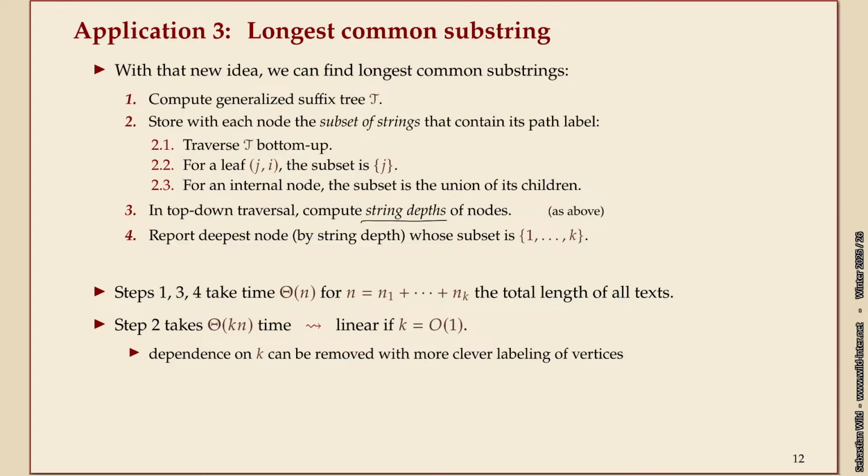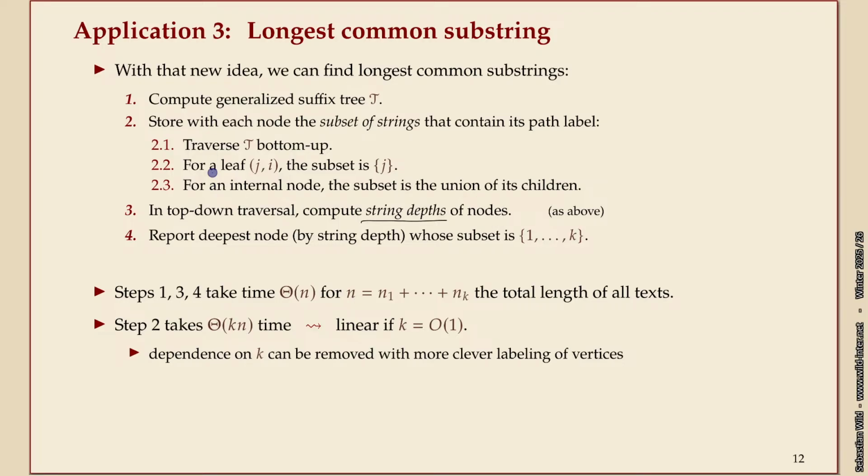In the code, most of these steps just take linear time in the total length of all strings. In particular, computing the generalized suffix tree is computing a suffix tree on the string of all concatenations. So that takes the sum of all the lengths. And these are also simple traversals that just look at every node in the suffix tree once, and the number of nodes in the suffix tree is at most n.